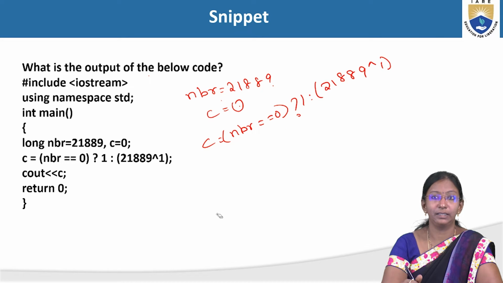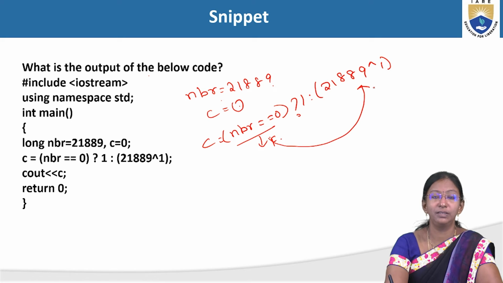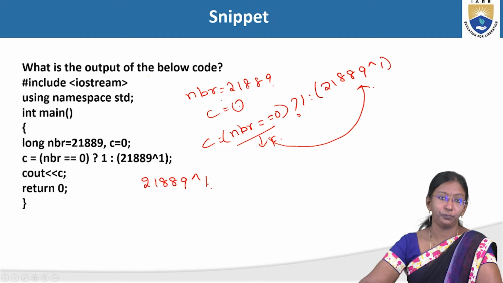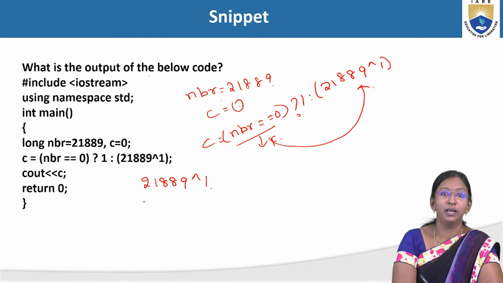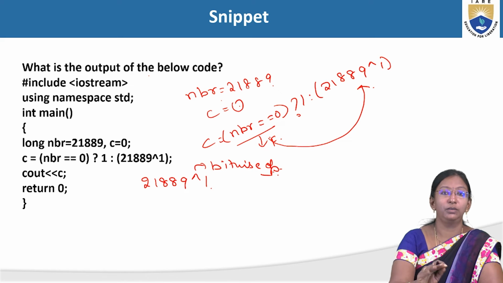So let's calculate it. The condition is checking whether the value of NBR is equal to 0 or not. No, it is not 0. It is 21889, so it is false. If this is false, we are going to evaluate the second part. What the second part says is 21889 XOR 1. This is a bitwise operator. Don't panic.